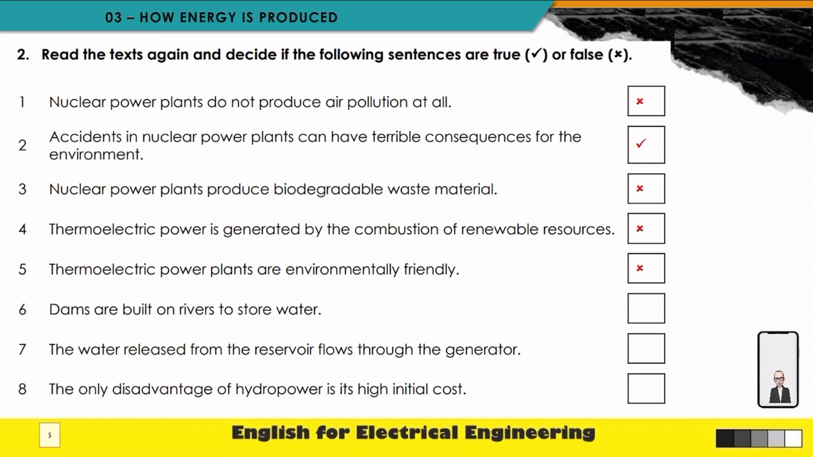Also false. Number 6, dams are built on rivers to store water. That will be true. Number 7, the water released from the reservoir flows through the generator. That one is false. And number 8, the only disadvantage of hydropower is its high initial cost. Well, there are other disadvantages as well, not only the high initial cost. Hence, the sentence number 8 will be false.